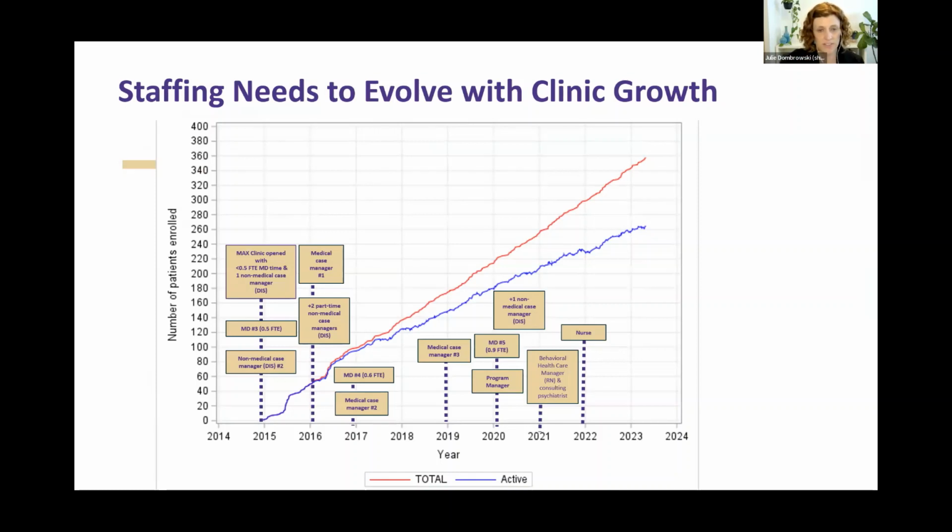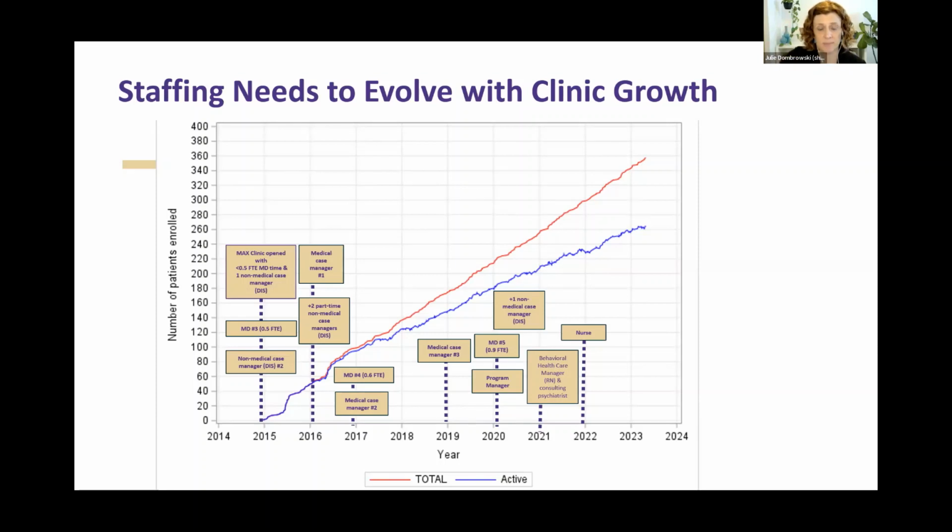This slide shows, I'm realizing now the font is a little too small here to read and I apologize. But in 2015, when we started the Max Clinic, we really had less than half FTE MD time and one non-medical case manager. That was really how we launched it. That was it. And then quickly had more physician time and another dedicated non-medical case manager. And as you can see, with the growth in patients over time, blue here is the number of active patients in Max Clinic at any one time. Red is the total ever enrolled.